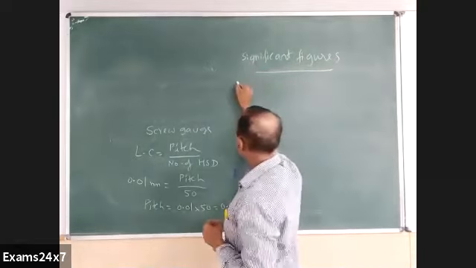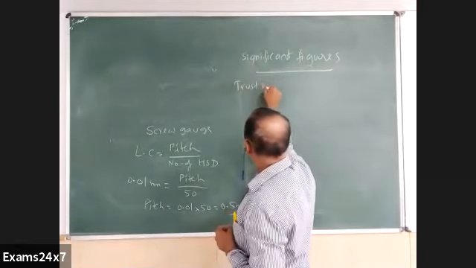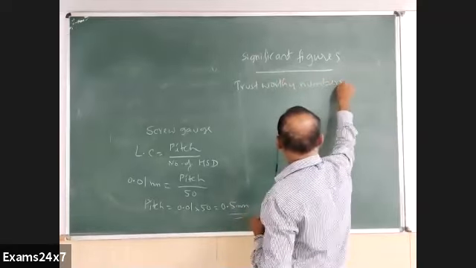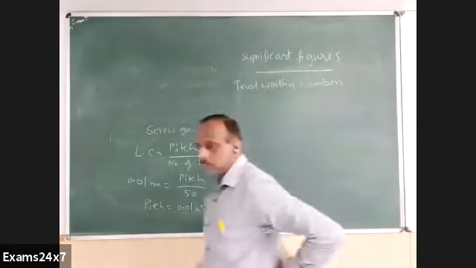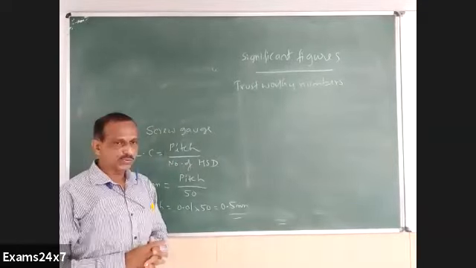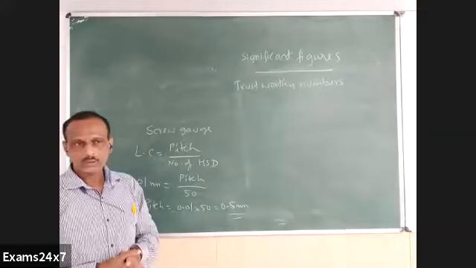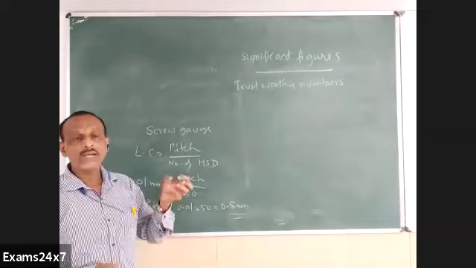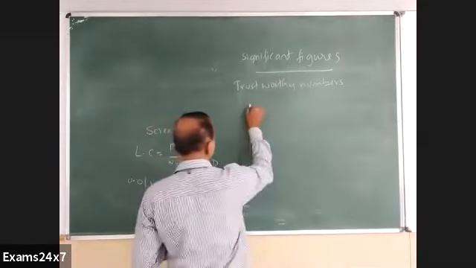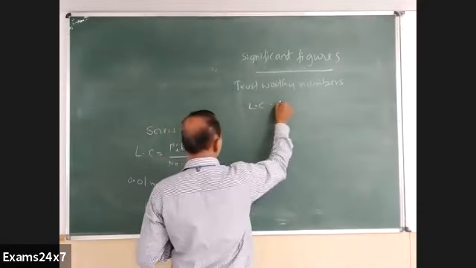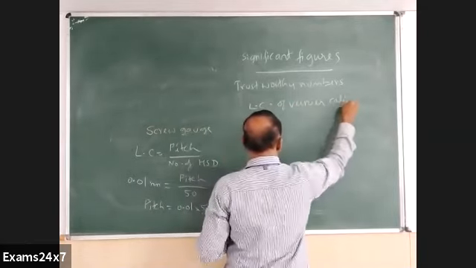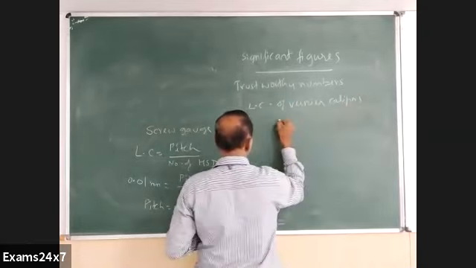Significant figures are defined as trustworthy numbers in a given situation or data or measured values. How many digits can be taken? For example, the least count of vernier calipers is equal to 0.